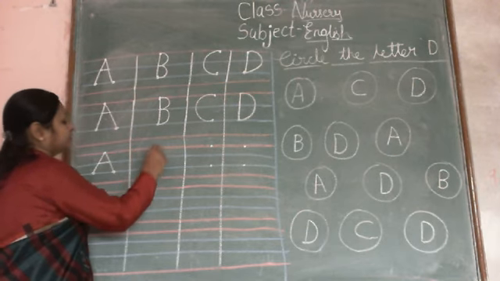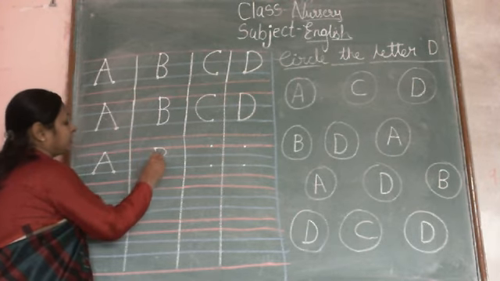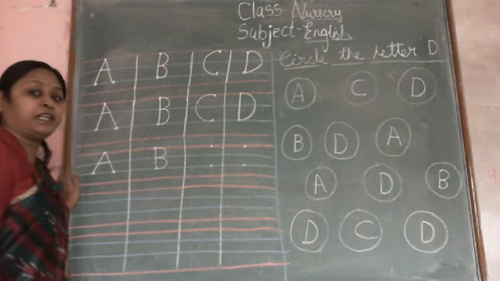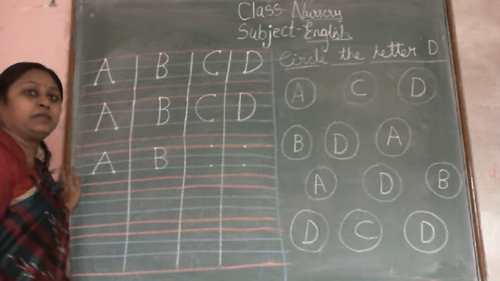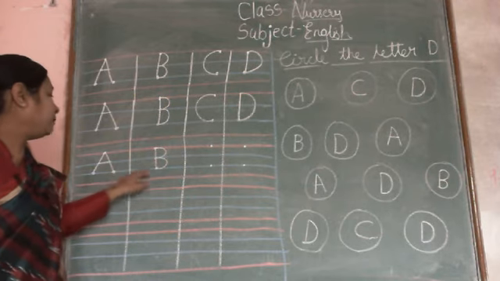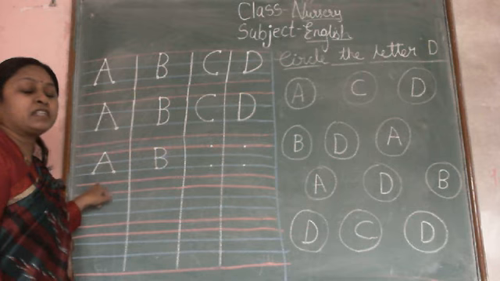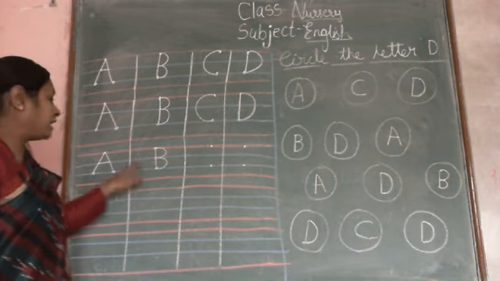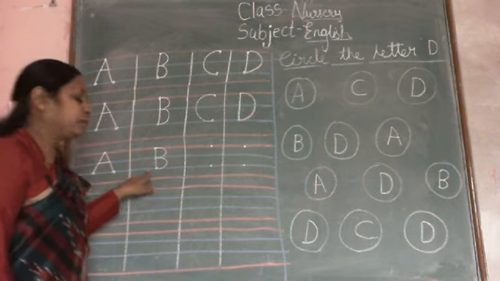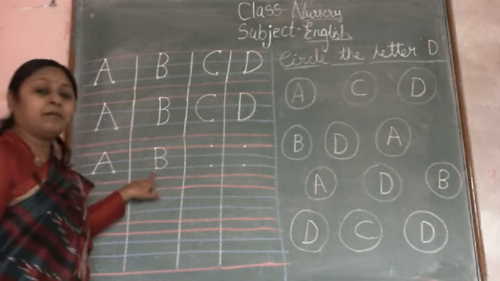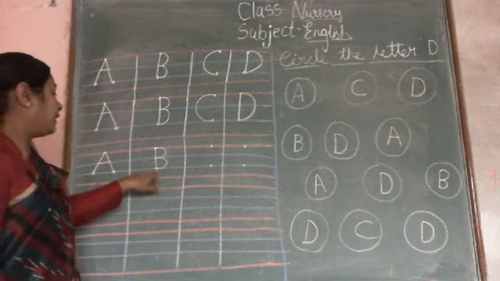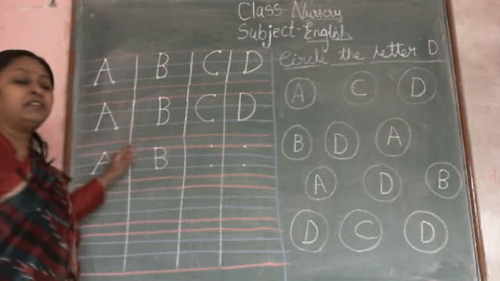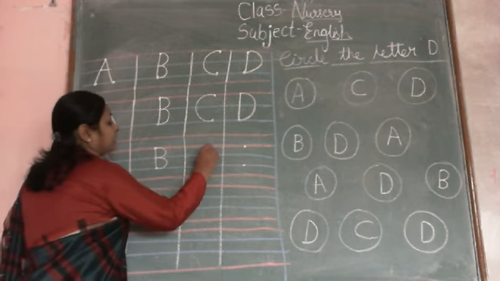Now we will write B. Standing line, curve and again curve. Which letter is this? B. A, B. We will start writing ABCD from letter A. After A, which letter will come? B. And after B, which letter will come? C. So start writing.